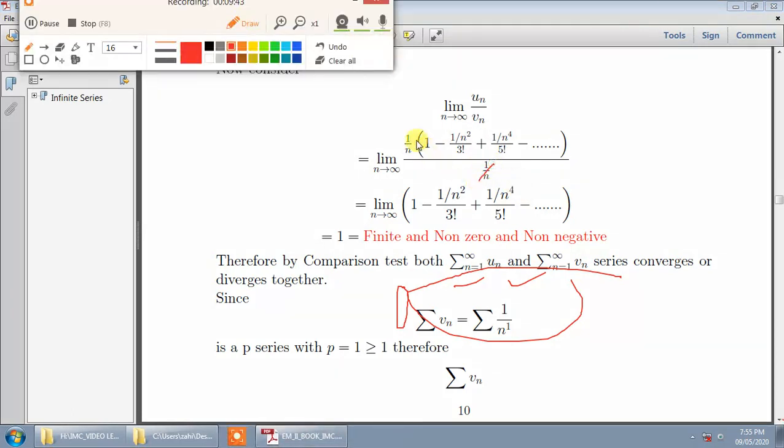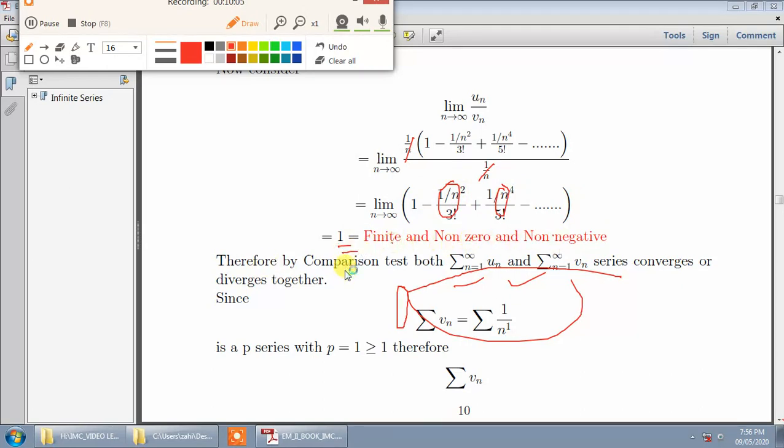If 1 upon n gets cancelled, what remains? Yes, 1 minus 1 by n square by 3 factorial. And if I put n equal to infinity, 1 upon infinity square, okay, so you know that infinity square is infinity and 1 upon infinity is 0. So this becomes 0, this becomes 0, and so on, all terms will become 0, leaving you the value equal to 1, which is finite, non-zero, non-negative.